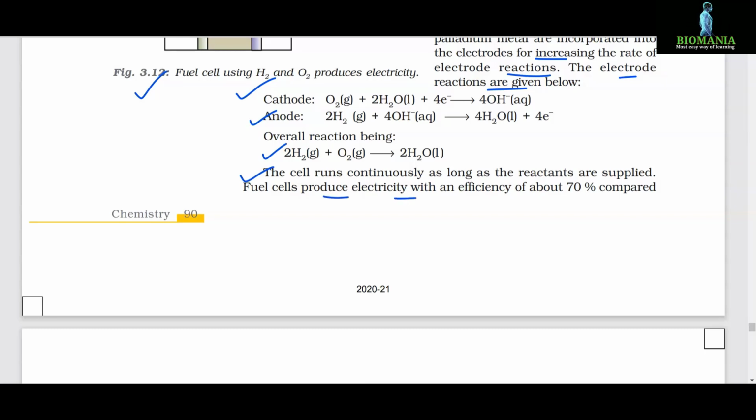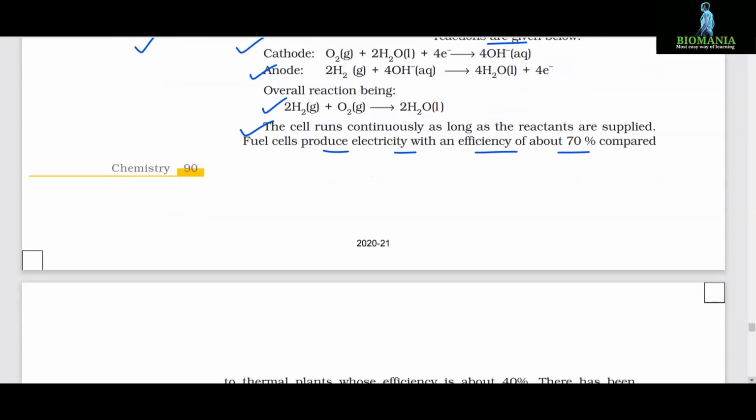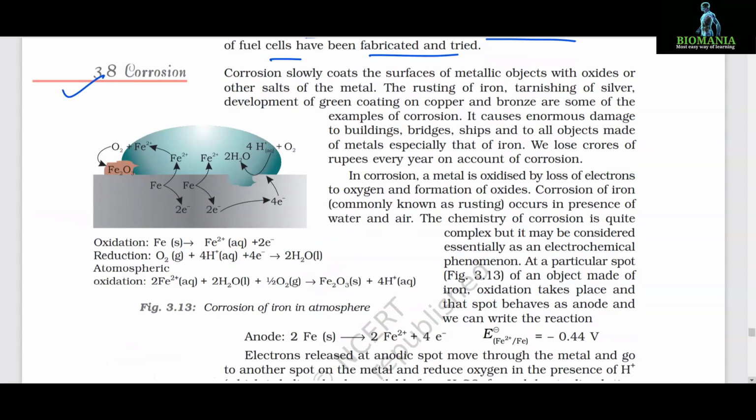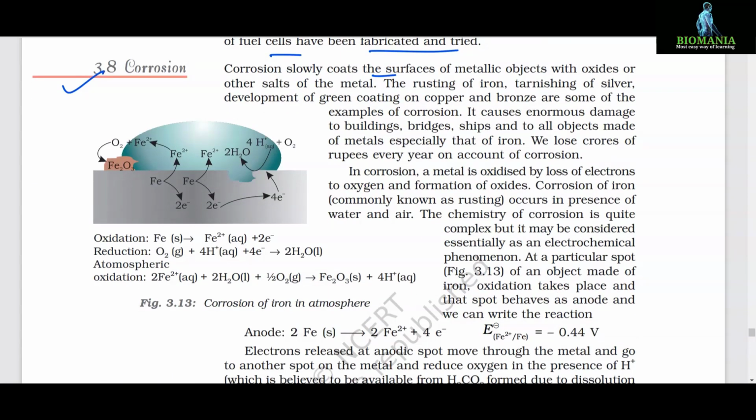Fuel cells produce electricity with an efficiency of about 70% compared to thermal plants whose efficiency is about 40%. There has been tremendous progress in the development of new electrode materials, better catalysts and electrolytes for increasing the efficiency of fuel cells. These have been used in automobiles on an experimental basis. Fuel cells are pollution free, and in view of their future importance, a variety of fuel cells have been fabricated and tried.